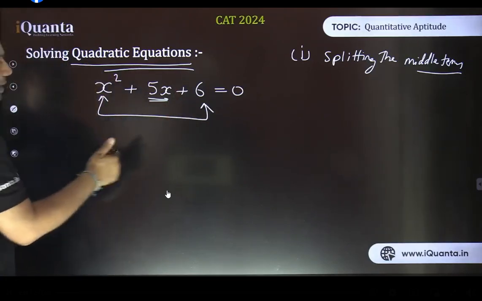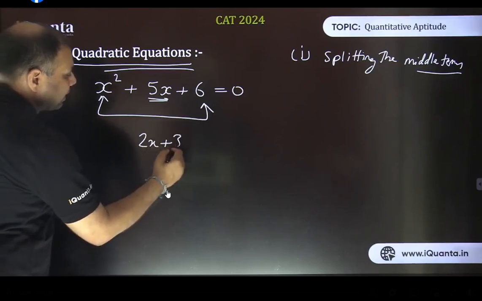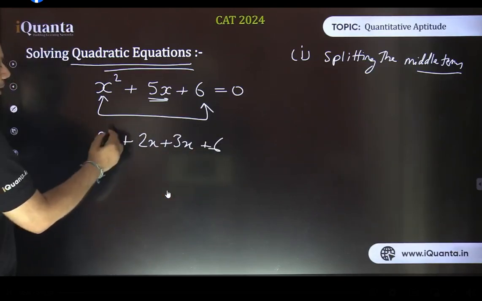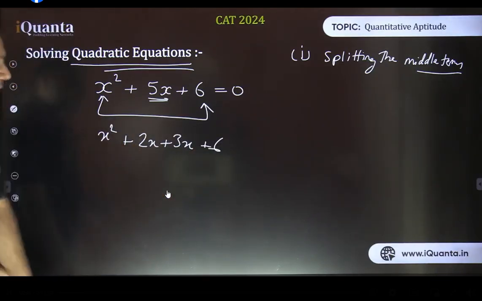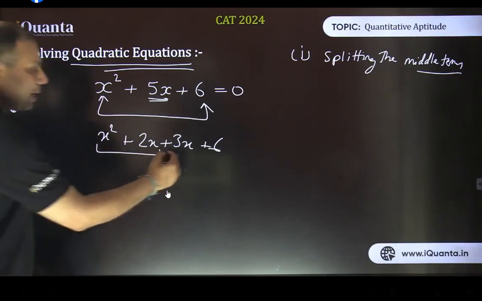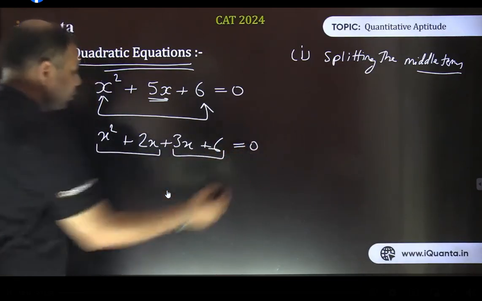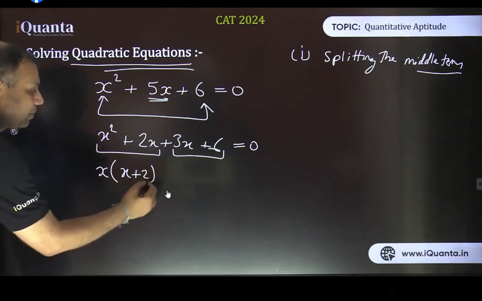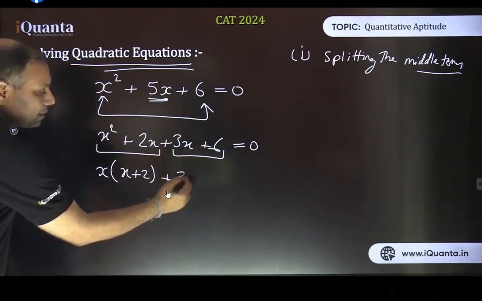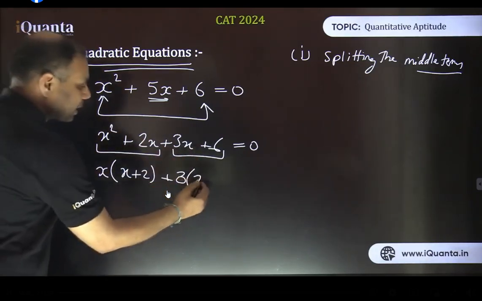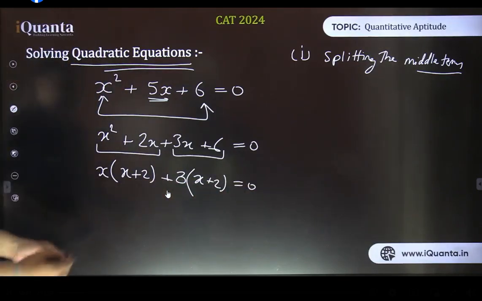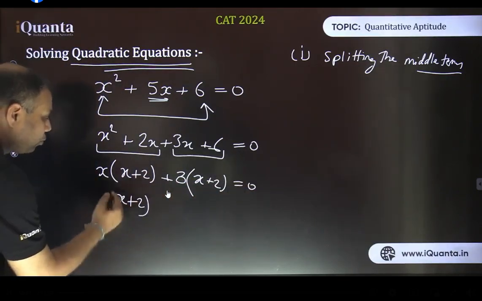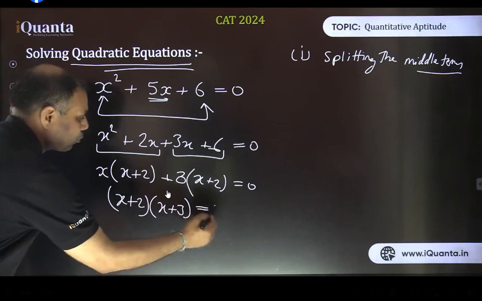So we can break it as 2x and 3x. So x square plus 2x plus 3x plus 6. Now, as I said, my purpose is to factorize it, and we can take the first 2 terms together and the last 2 together. So this is equal to 0. From the first 2 terms, if I take x common, it is simply x times x plus 2. Same way, from the last 2 terms, I can take 3 common, and that also remains x plus 2. Now this x plus 2 is the common part. So taking x plus 2 common, we are left with x plus 2 multiplied by x plus 3, equal to 0.